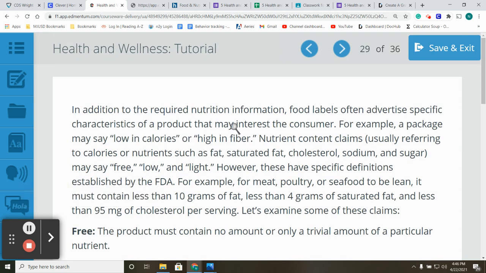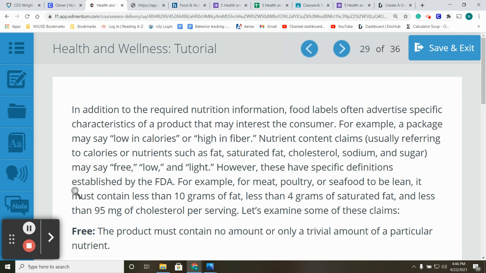In addition to the required nutrition information, food labels often advertise specific characteristics of a product that may interest the consumer. For example, a package may say low in calories or high in fiber. Nutrient content claims, usually referring to calories or nutrients such as fat, saturated fat, cholesterol, sodium, and sugar, may say free, low, and light. However, these have specific definitions established by the FDA.